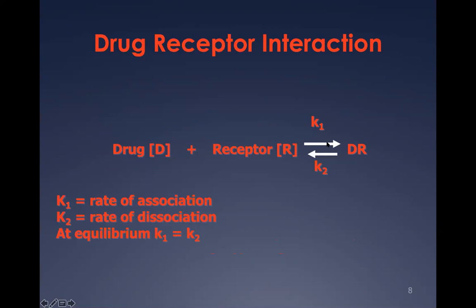And again, most drugs are going to react competitively or reversibly. So the drug binds to the receptor, that binding to the receptor is K1. And when it releases from that receptor, we call that the rate of dissociation, that's K2. So at equilibrium, when we have the equilibrium established, the rate of binding is going to equal the rate of dissociation. So it binds and then releases. It binds and it releases. Some drugs are going to have the potential of binding and hanging on, and we'll talk about that.